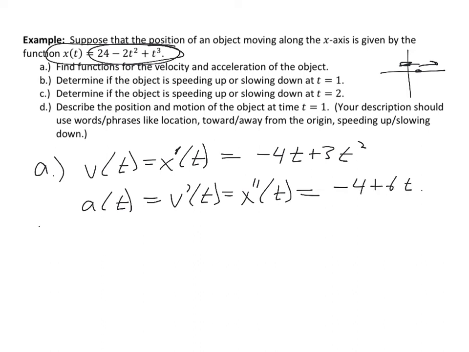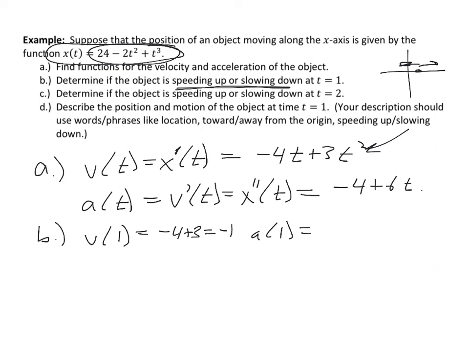Okay? Now, question B. Determine if the object is speeding up or slowing down at time 1, and part C is actually going to be the same question, just at time 2. So I'd encourage you to pause the video, think about what I mentioned in the previous slide, and put it into application here. So to determine if it's speeding up or slowing down, I need to compute what the velocity at 1 is and what the acceleration at 1 is, and then I need to compare them. So when I plug 1 into my velocity function right here, I'll have negative 4 plus 3, that's negative 1.